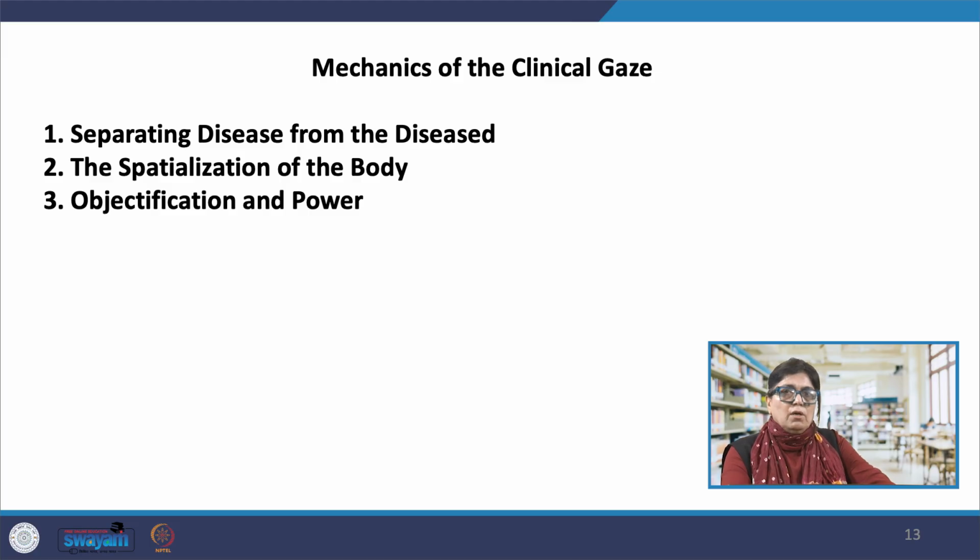Objectification and power. When a patient enters a healthcare institution, their body becomes a site of medical observation and classification. The clinical gaze positions the doctor as the absolute objective investigator, while the patient becomes a passive object to be inspected. Coming to the health humanities critique, the health humanities dismantle this biomedical framework by highlighting the distinct harms of an unchecked clinical gaze.